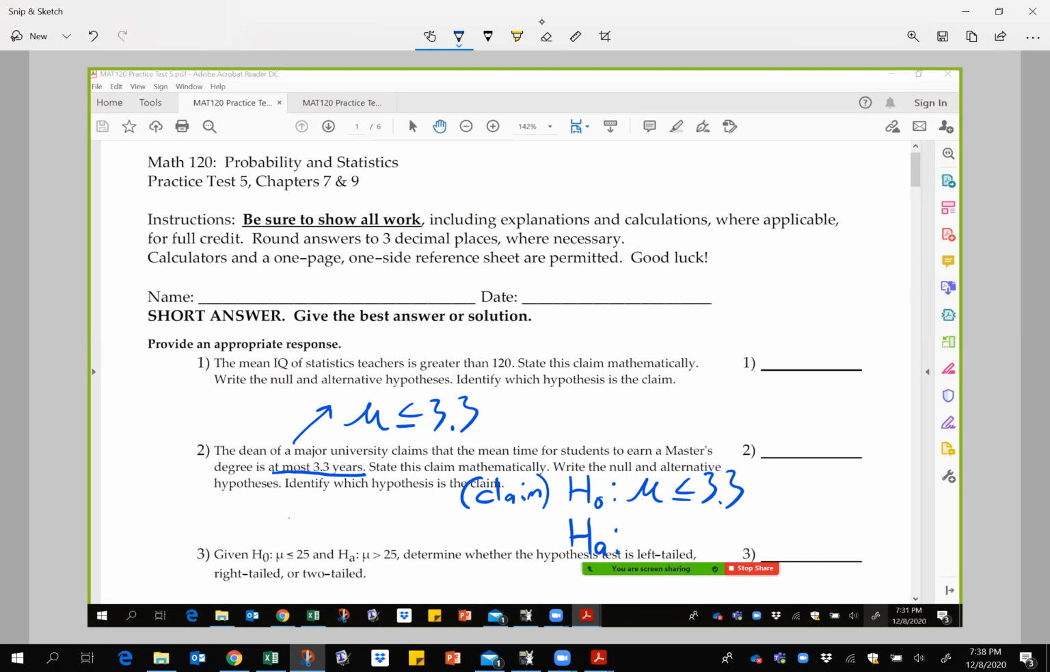The alternative hypothesis is just the opposite of the statement. The opposite of less than or equal to would be strictly greater than. So the mean is strictly greater than 3.3 would be our alternative hypothesis for this one. They didn't ask for it, but if we had to say what type of tail test it is, because it is greater than, which means go to the right, this would have been a right-tailed test.